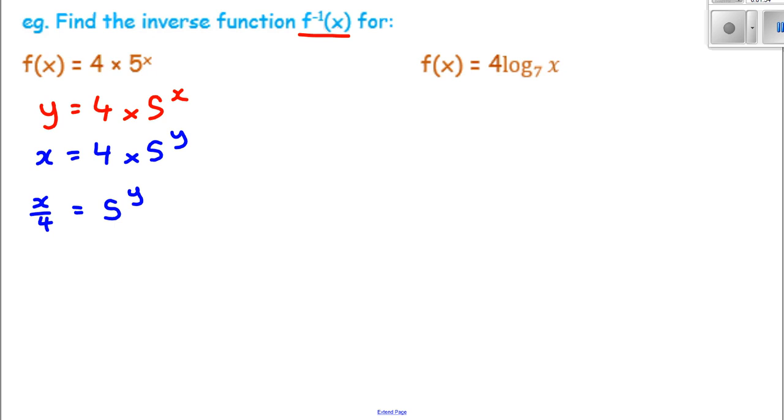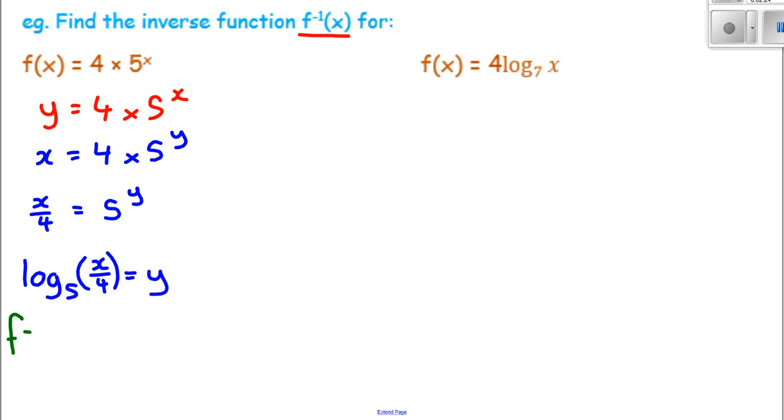So remember, to turn it into log form, you just write log. The base is 5, so 5 goes here, at the bottom of the log. The answer is x over 4, and the exponent was y. Some people like to put a bracket around the x over 4; it's fine if you do or don't, though the bracket does make a bit more sense. Equals y. So you've already got it in the form of y equals.